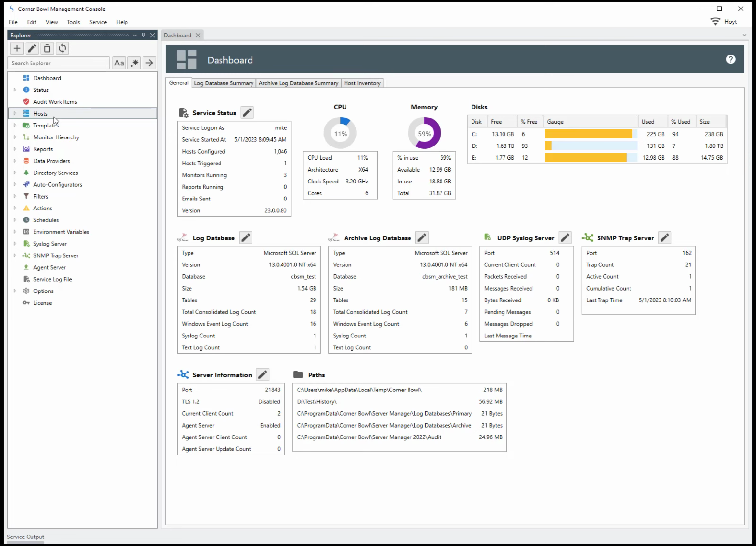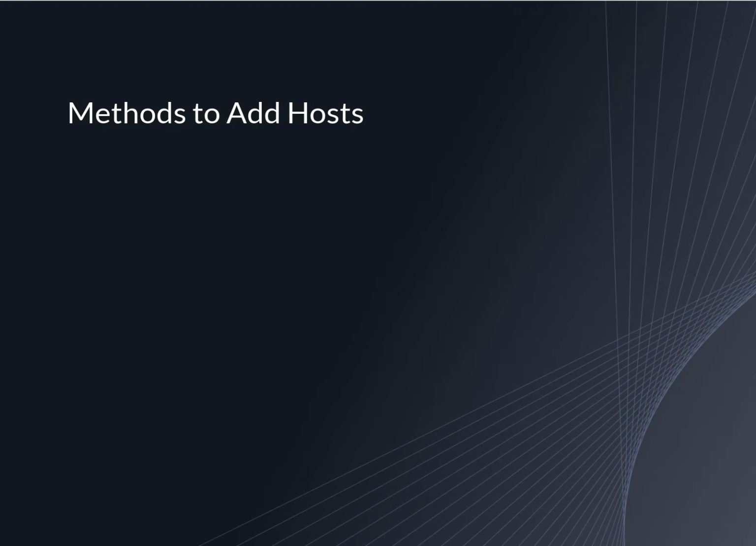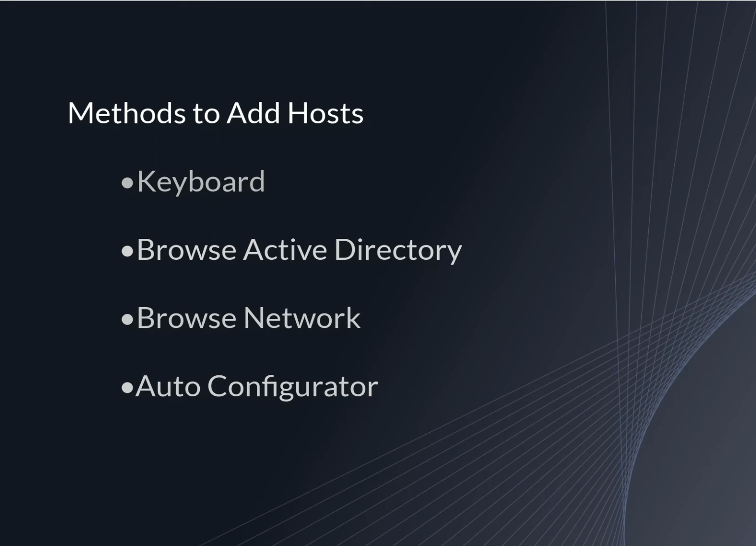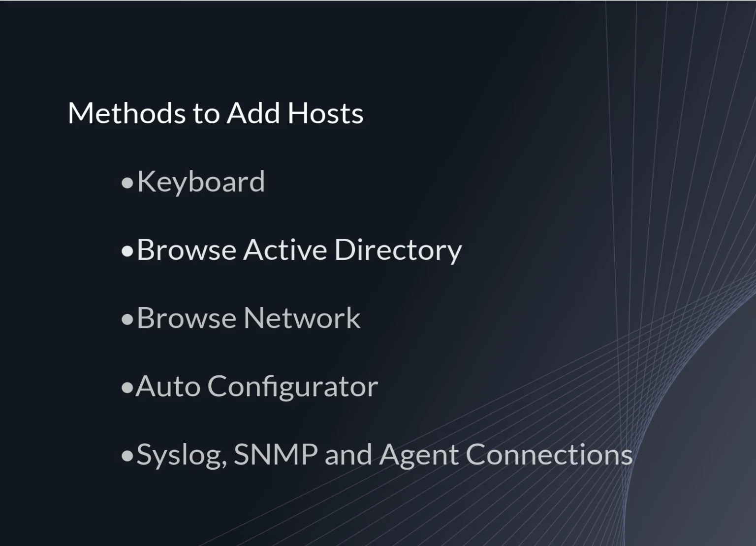So what are the different methods? You can use the keyboard to manually type the host name. You can browse Active Directory. You can browse your network. You can use our auto configurator to schedule automatic scanning of Active Directory. Hosts are automatically added when Syslog messages are received, SNMP traps are received, and when agent devices connect.